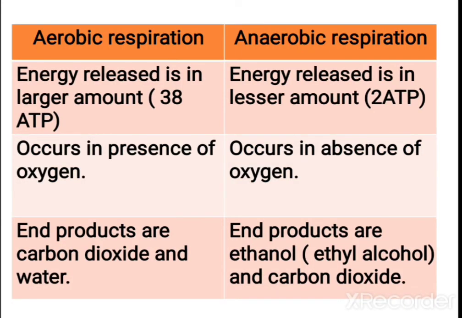The energy released in aerobic respiration is a large amount, 38 molecules of ATP. In anaerobic respiration the energy released is much less, only 2 ATP. Aerobic respiration occurs in the presence of oxygen, anaerobic in the absence of oxygen. The end products of aerobic respiration are carbon dioxide, water, and energy. But in anaerobic respiration the end products are ethanol, ethyl alcohol, and carbon dioxide. It occurs in microorganisms like yeast.